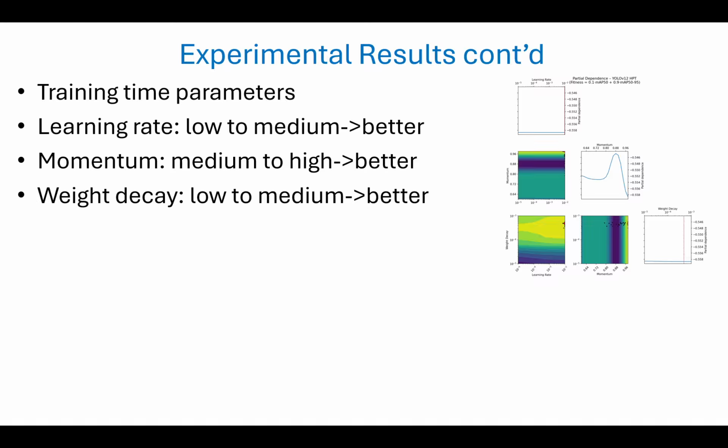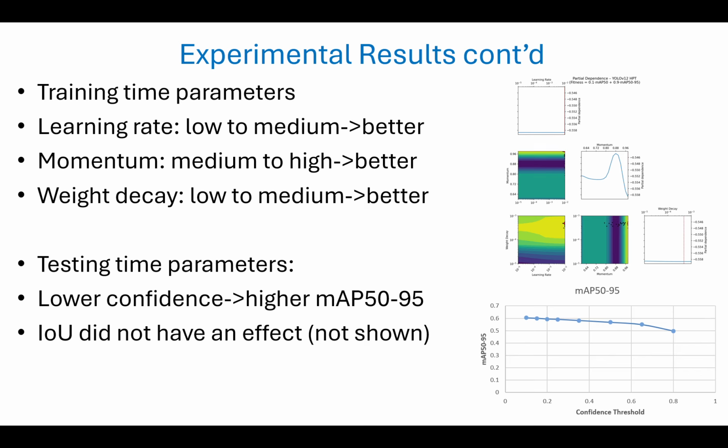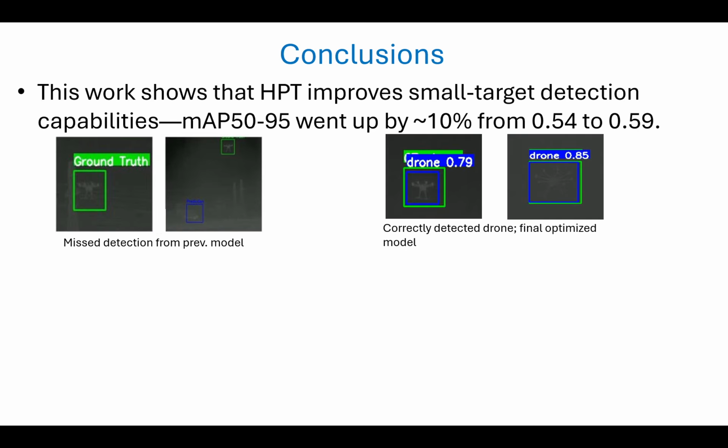Now let's look at the parameters to learn more about them. Lower to medium learning rates combined with medium to high momentum consistently produced better results. Weight decay values in the lower to medium range also improved performance. At inference time, lower confidence thresholds led to higher mAP 50-95, suggesting that allowing more candidate detections improves overall accuracy. Interestingly, the IoU threshold did not show a significant impact within the tested range.